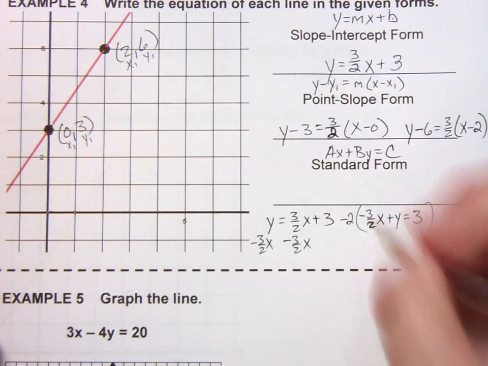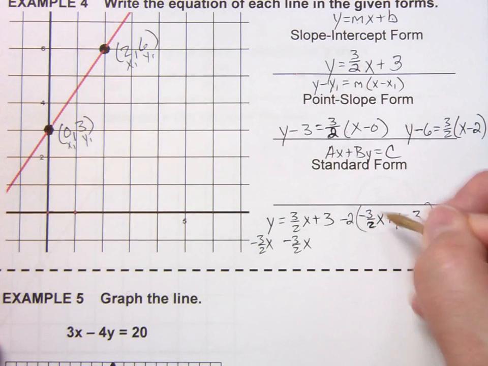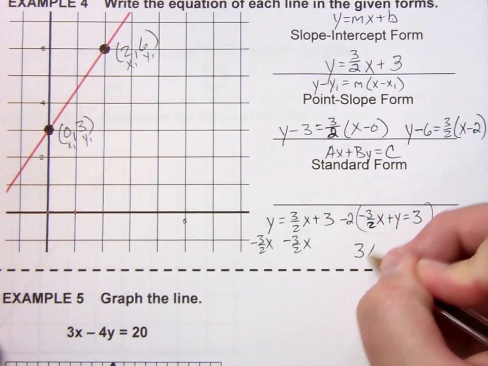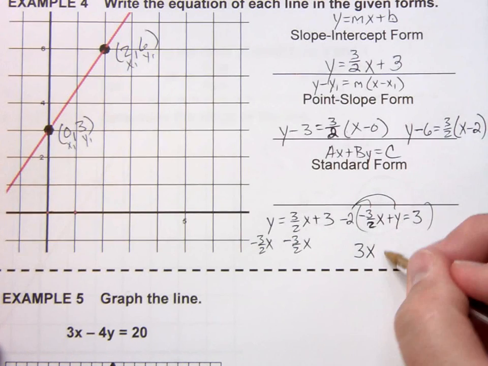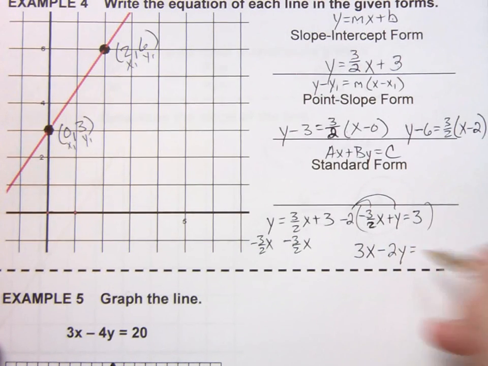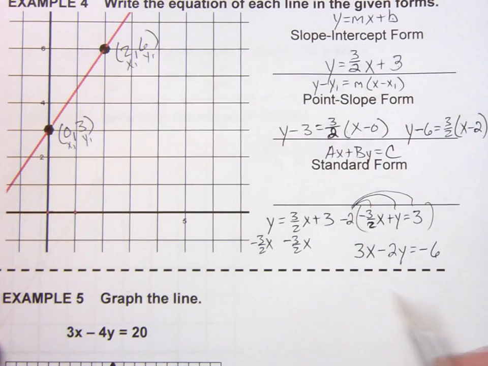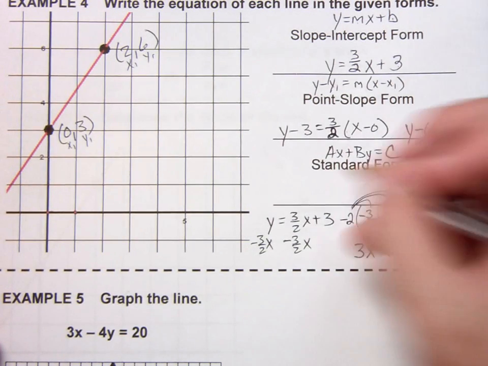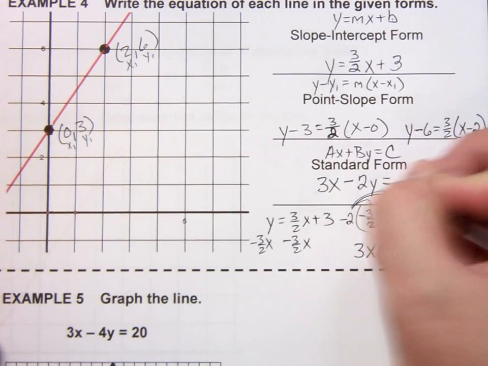So when I do that, negative 2 times a negative 3 over 2x, a negative times negative is positive, and we should get a positive 3x. Negative 2 times y is a negative 2y. And negative 2 times 3 is a negative 6. And there's our ax plus by equals c. So our standard form is 3x minus 2y equals negative 6.